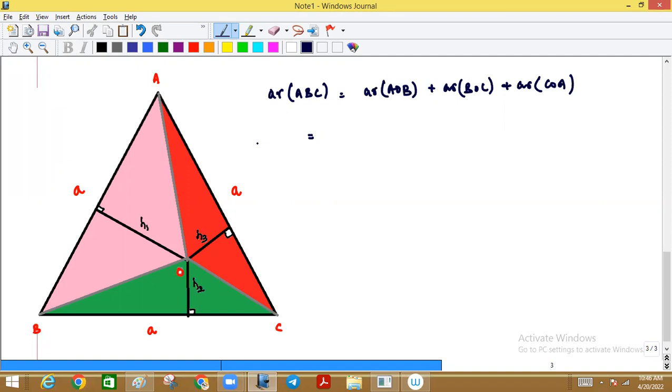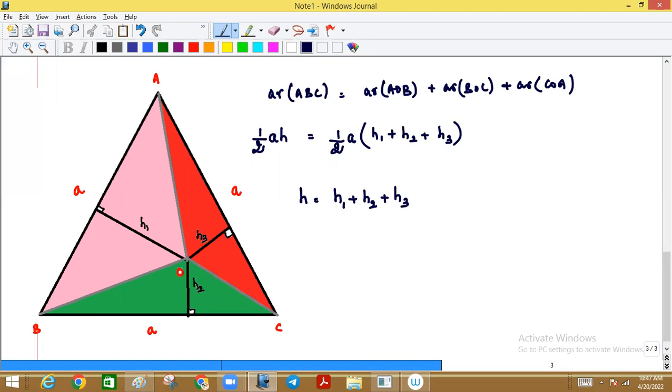What is area of ABC? It is half into base into height. Base is A, height is H. What is area of AOB? Half into base A, height is how much? Can I say H1? So if I take half A common, it is H1 plus H2 plus H3. So height of an equilateral triangle is the sum of altitudes drawn from a point inside an equilateral triangle.